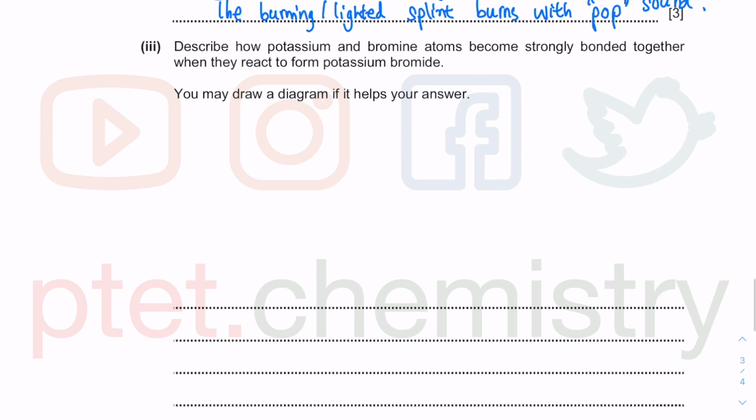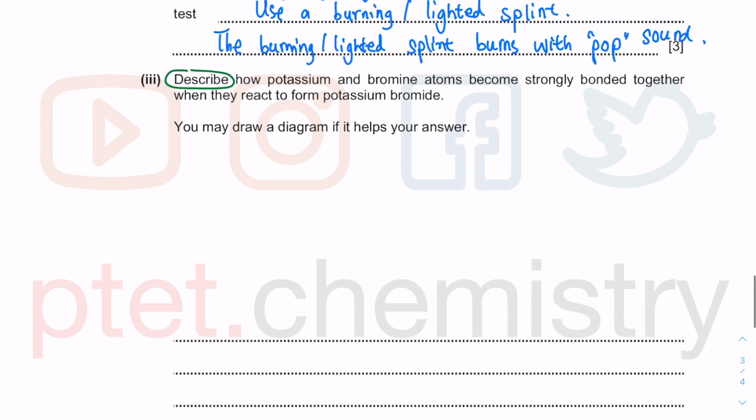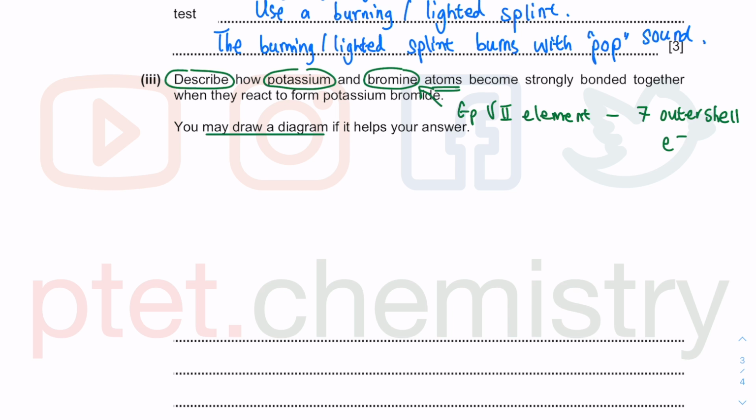On to the last bit in this work, describe. So you have got to use a lot more words. There are a lot of lines for 3 marks. You may draw a diagram, but you don't have to. This is between potassium and bromine atoms. We started from bromine, which is a group 7 element. A group 7 element will have 7 outer shell electrons, that means 7 valence electrons. And potassium being a group 1 metal has 1 valence electron, or 1 electron in the outer shell. It means the same thing as outer shell electrons.